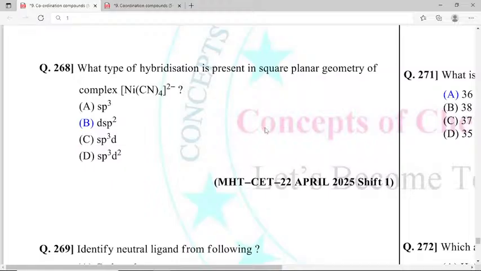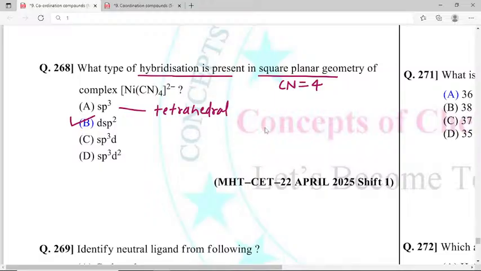What type of hybridization is present in square planar geometry? Many times the same question. dsp2. Square planar geometry has coordination number 4, hybridization dsp2. If sp3 is there, it is called tetrahedral. If sp3d is there, trigonal bipyramidal. And sp3d2 is octahedral.